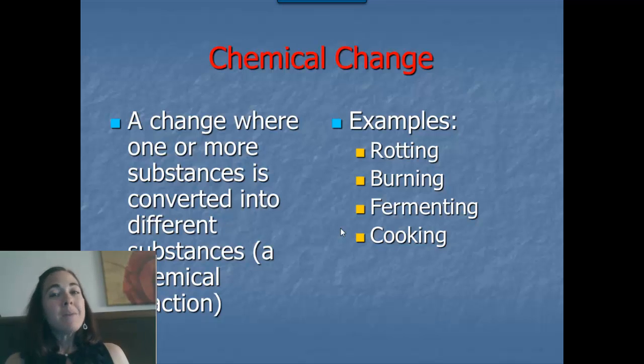Now I know sometimes people think, yeah, but it's still a hot dog. But really the chemical composition of it is different. You can't change it back to the way it was before. So whether you're grilling or making pancakes or scrambling eggs, any type of cooking is a chemical change.